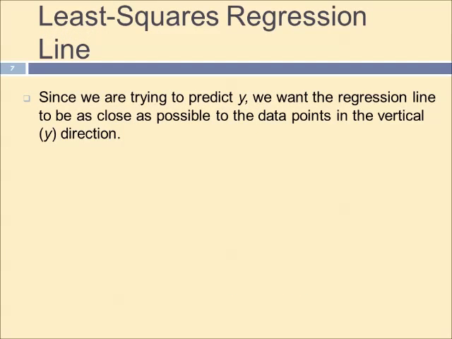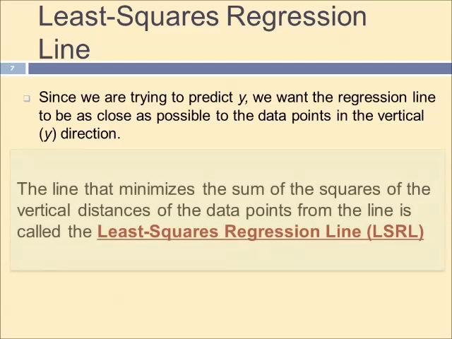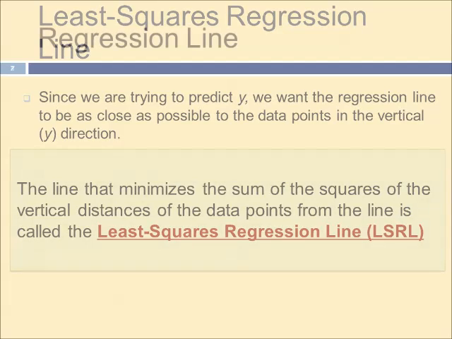Since we are trying to predict y, we want the regression line to be as close as possible to the data points in the vertical direction, in the y direction. The line that minimizes the sum of the squares of the vertical distances of the data points from the line is called the least squares regression line.